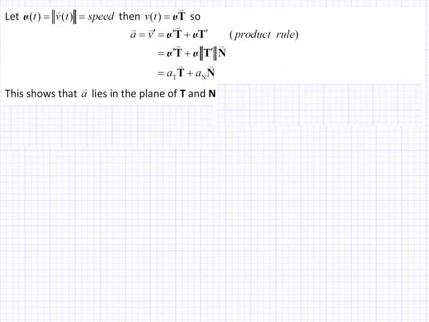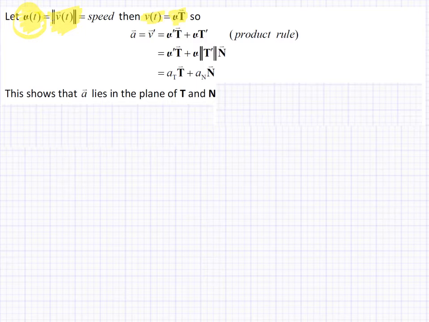Okay, so a few things to make this look a little bit nicer. One is we're going to use this cursive v of t to denote the magnitude of v of t, which is your speed. So we're going to use that notation there. And we're going to say the velocity vector is this speed times the unit tangent vector. Now, where's that coming from? Well, think about it this way.